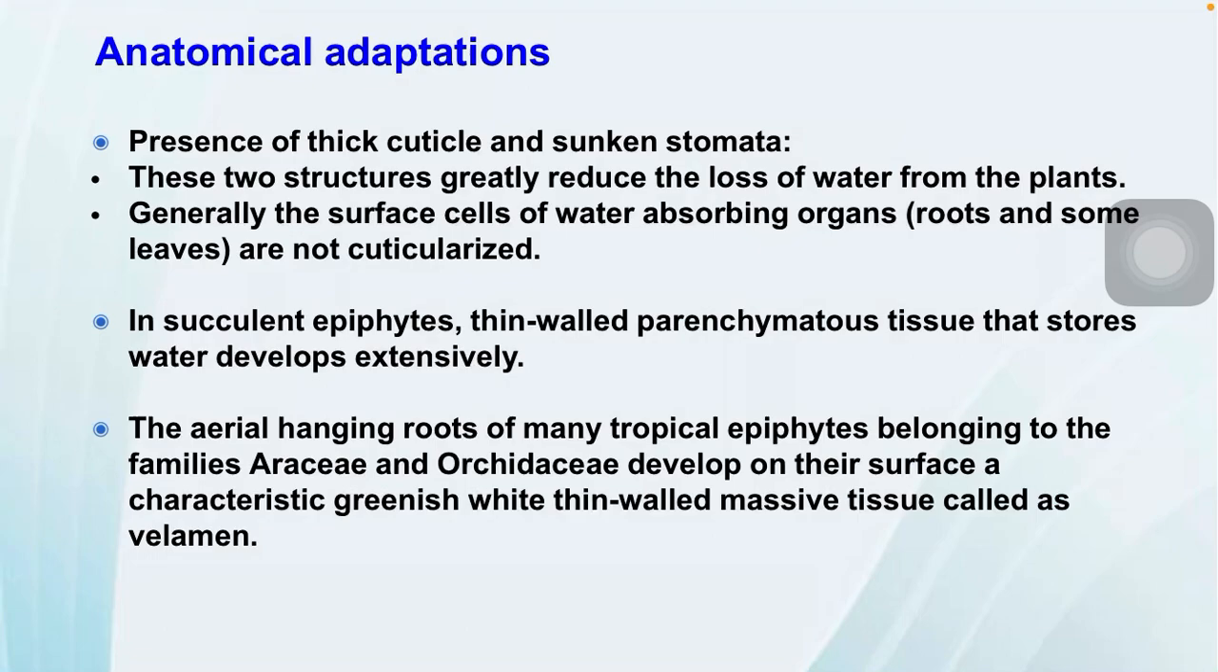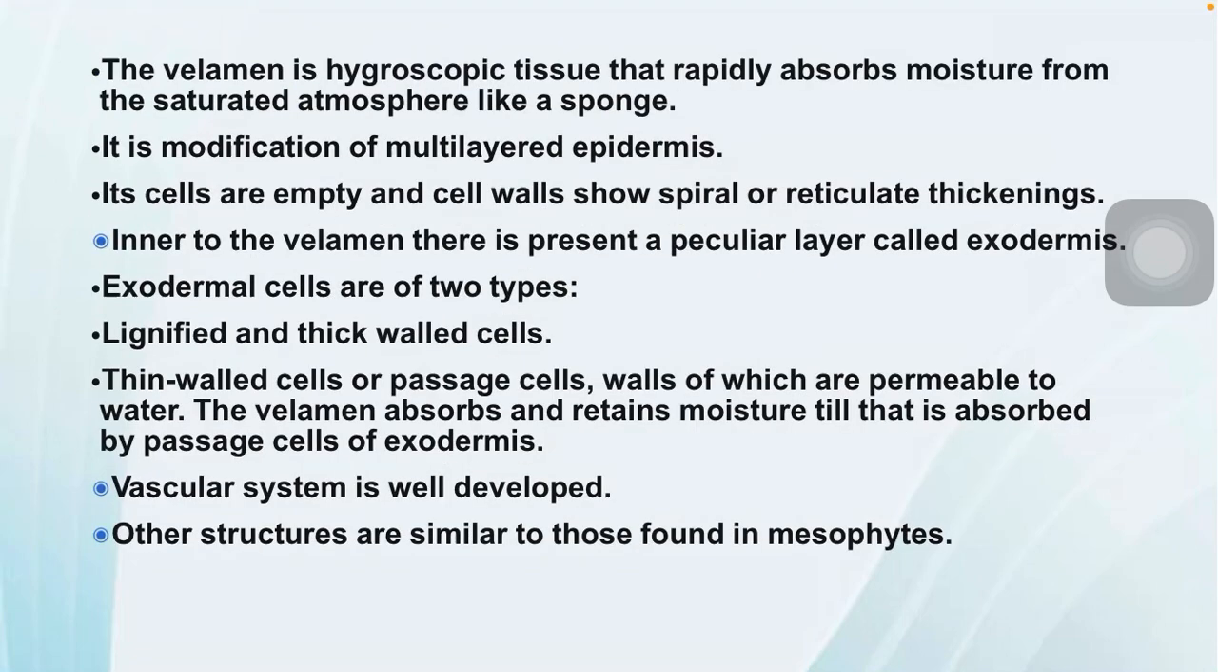In succulent epiphytes, thin-walled parenchymatous tissue that stores water develops extensively. The aerial hanging roots of many tropical epiphytes belonging to the families Araceae and Orchidaceae develop on their surface a characteristic greenish-white, thin-walled massive tissue called velamen. The velamen is hygroscopic tissue that rapidly absorbs moisture from the saturated atmosphere like a sponge.